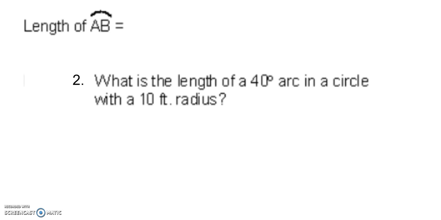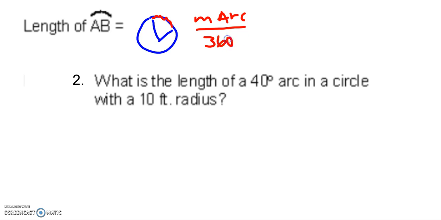Okay? And then next we have the length of an arc. Okay, so length of AB. Again, this part should be review. Okay, so if we have some circle and our arc, we want to know the length of the arc. We know that that is going to be the measure of the arc divided by 360 degrees times our circumference. Alright, because this is just a fraction of the whole circumference of the circle.